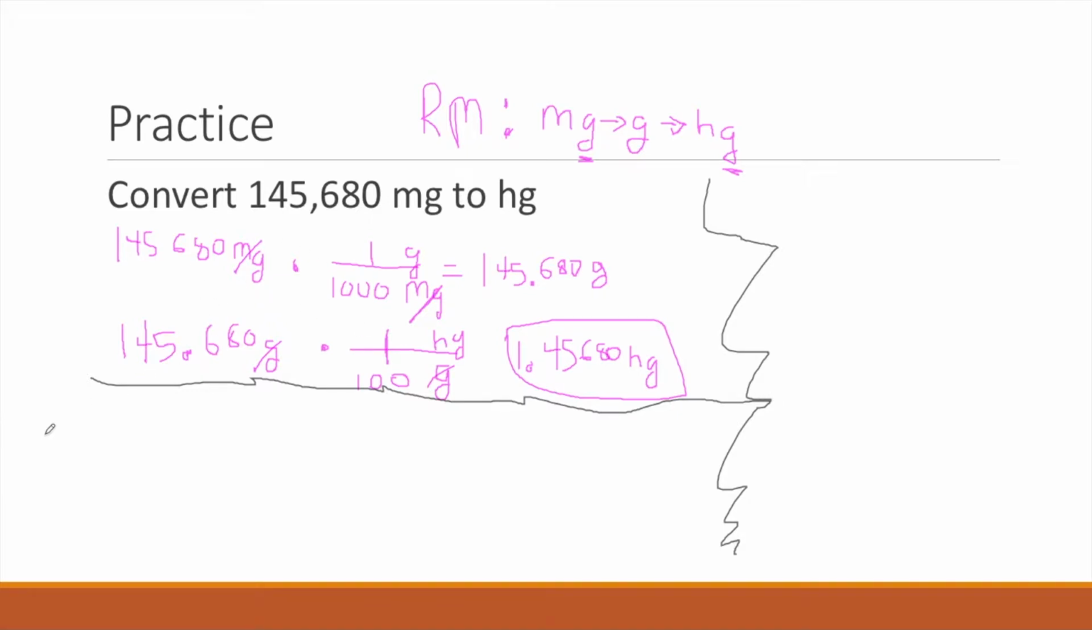So I'm still starting with 145,680 milligrams, because that's still my starting factor. I still need to go to grams first, so I'm going to multiply by that conversion factor that we talked about up here. 1 gram over 1,000 milligrams.